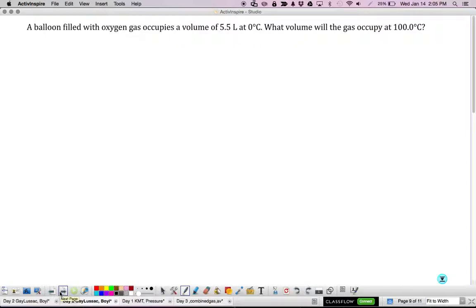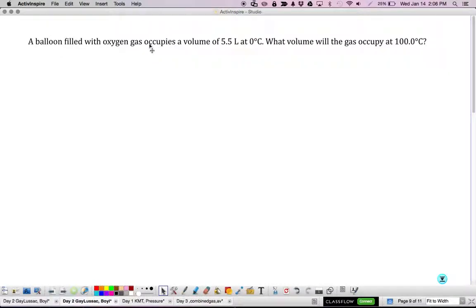Balloon filled with oxygen. So actually, first step is going to move this down a little bit so I have some breathing room. Alright. A balloon filled with oxygen gas occupies a volume of 5.5 liters at 0 degrees Celsius. What volume will the gas occupy at 100 degrees Celsius?